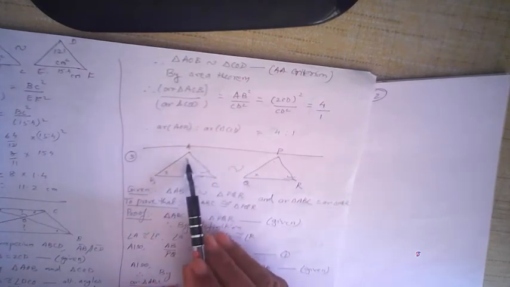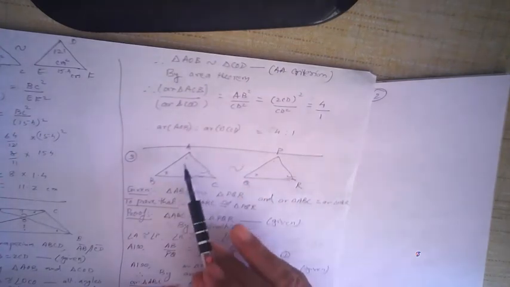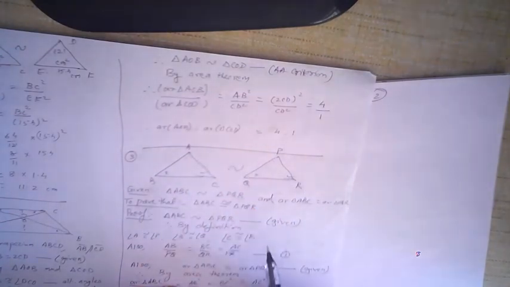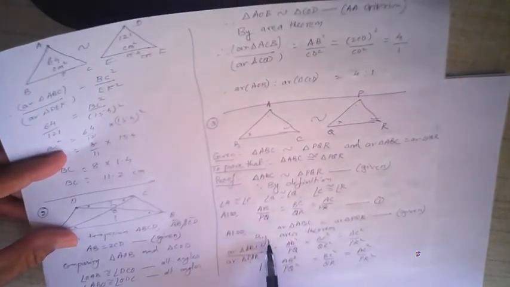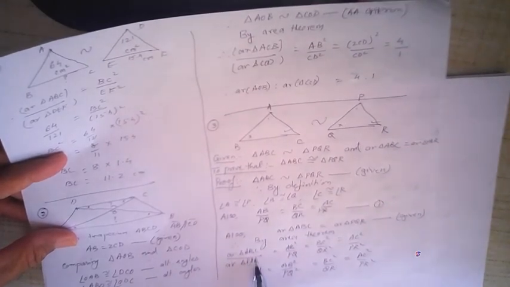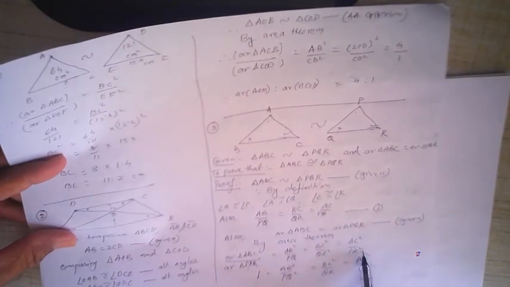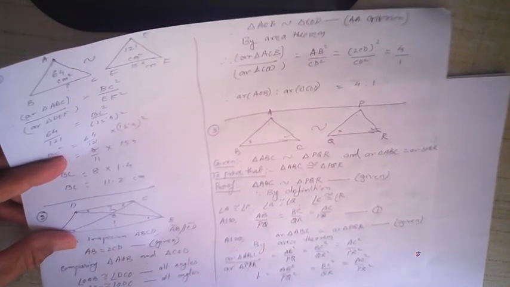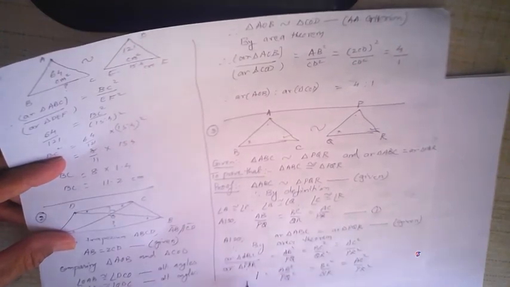Similar, so therefore angle A and angle P are equal, angle B and angle Q are equal, angle C and angle R also. Also AB upon PQ is equal to BC upon QR is equal to AC upon PR. Now the areas are also equal. If the areas are equal, then by area theorem, area of triangle ABC upon area of triangle PQR is equal to AB square upon PQ square, BC square upon QR square, AC square upon PR square. But this is going to be equal to 1 because the areas are equal. So 1 is equal to this, or AB square is equal to PQ square. So AB is equal to PQ.